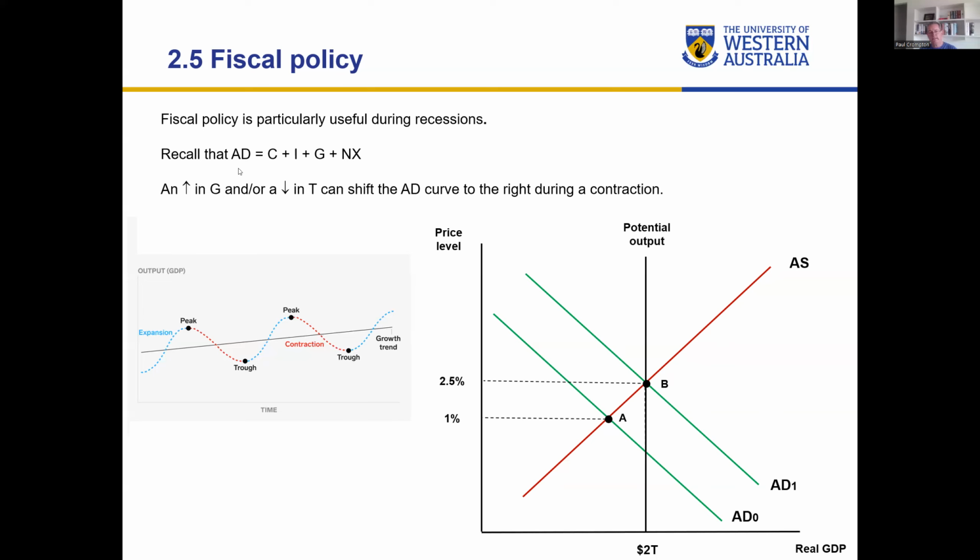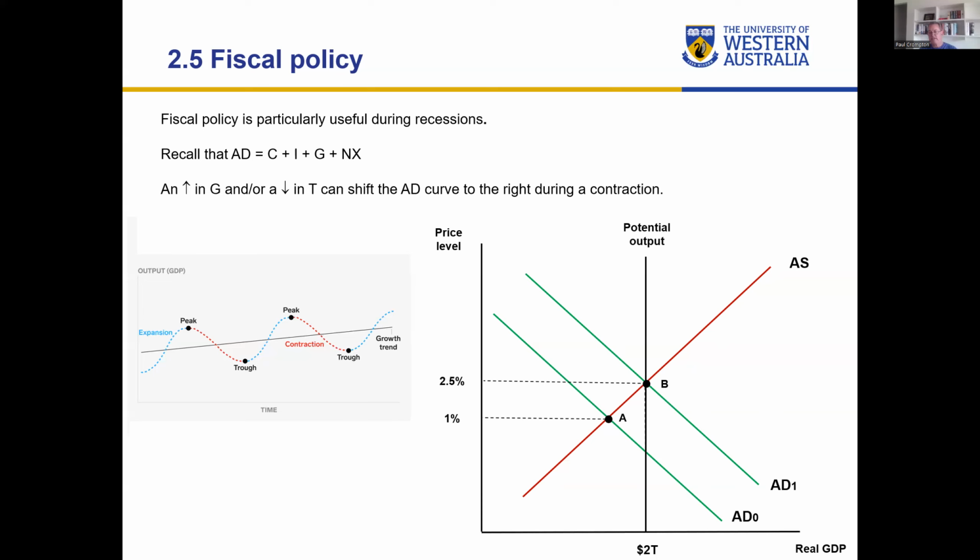So recall here that the aggregate demand curve is made up of 4 different types of spending. Okay, so what that means is that at an inflation rate of 2.5%, we're at point B, and aggregate demand at that point is $2 trillion. Aggregate supply, the production side of the economy, is $2 trillion as well.